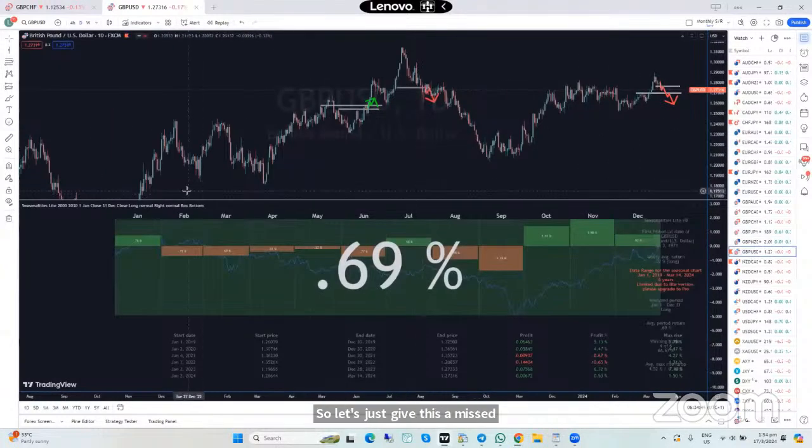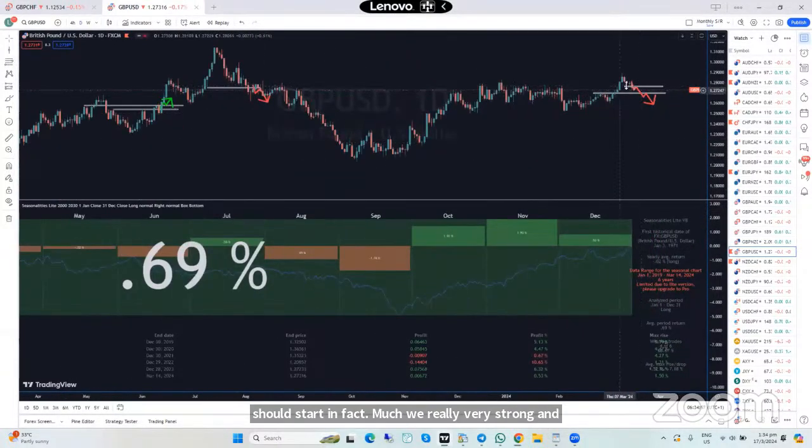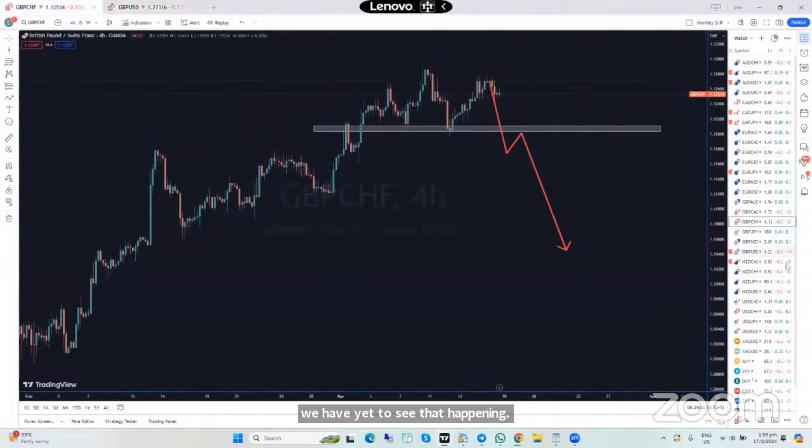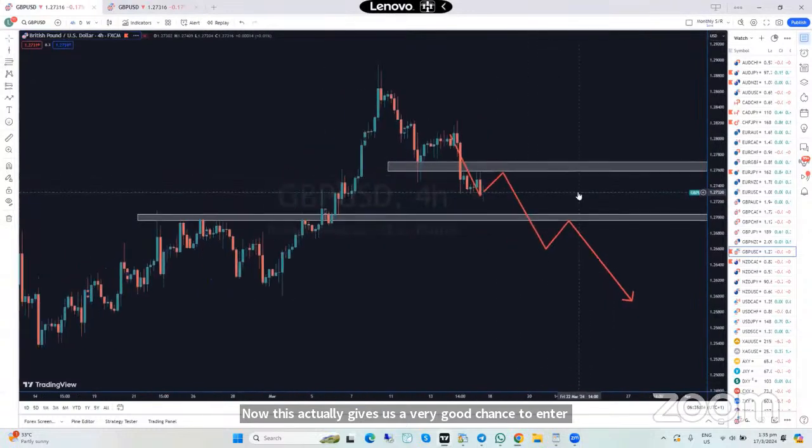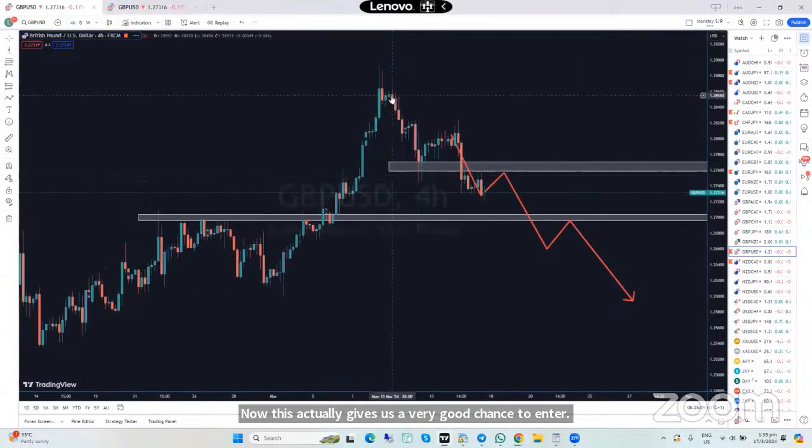Now, Pound Dollar. You can see that seasonally, it should start in Feb, March, a really bearish run, and then last all the way to June. On the daily chart, we have yet to see that happening. Now, this actually gives us a very good chance to enter. H4 has started happening already, not on the D1.